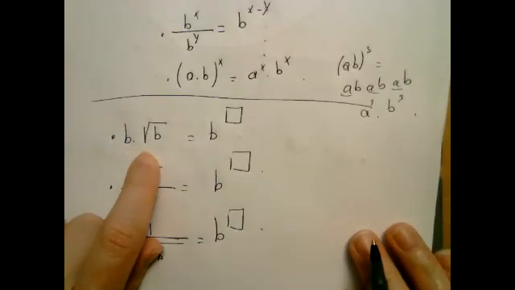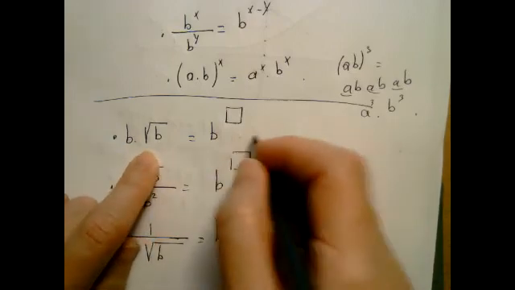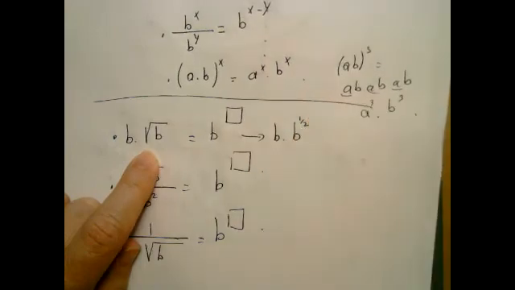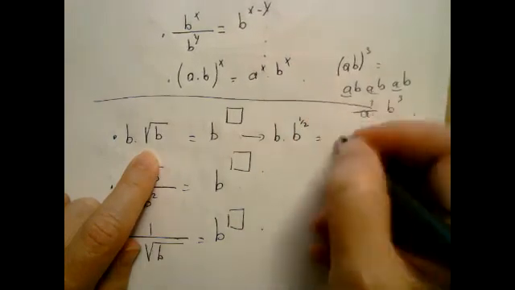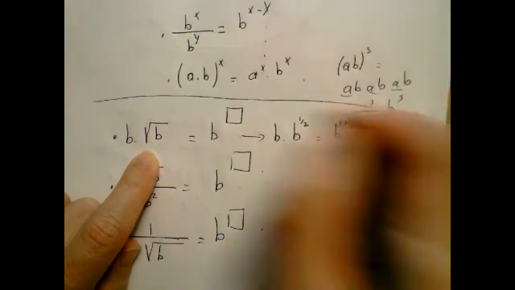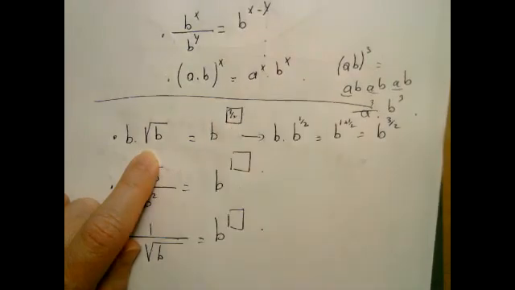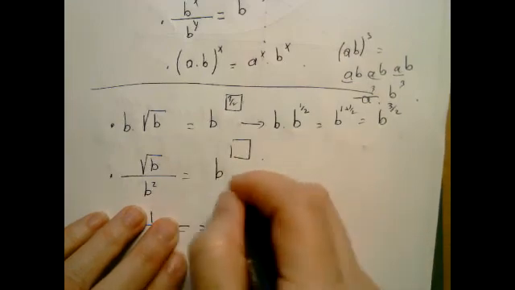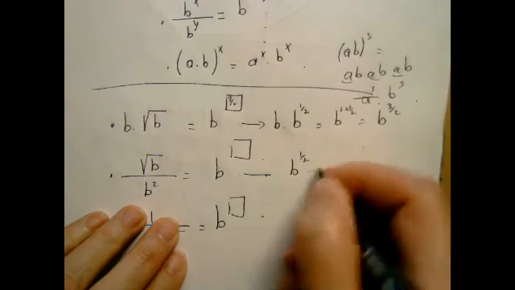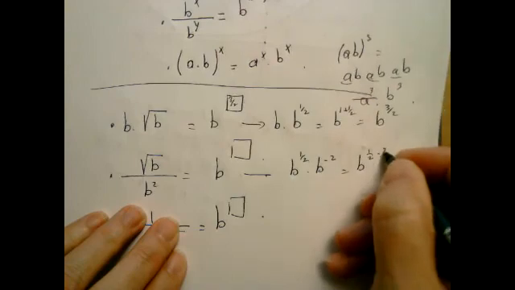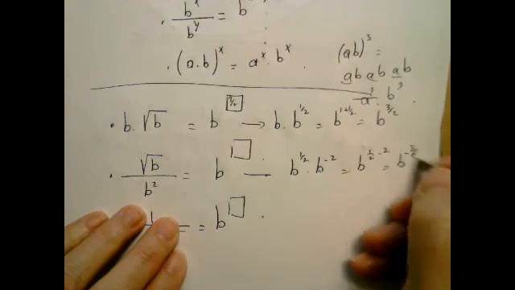It's 3 halves, correct. It's b, the square root of b is b to the power a half. It means we add the powers. 1 plus a half, b to the power 3 halves. Okay, 2, quickly. Minus 3 halves, because this is b to the power a half, b to the minus 2. It means b to the power a half minus 2, b to the minus 3 halves.